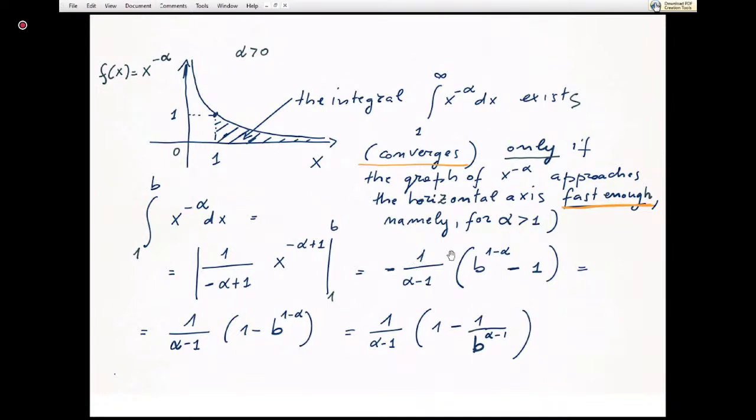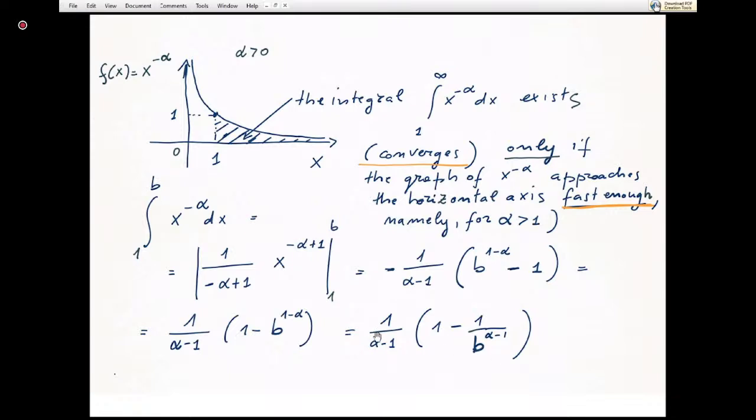The primitive computed in b is b to the power of 1 minus alpha, and computed in 1 is just 1. So we get this primitive. Then we can just change the sign here and here to have a more friendly notation: 1 over alpha minus 1 times 1 minus b to the power of 1 minus alpha.